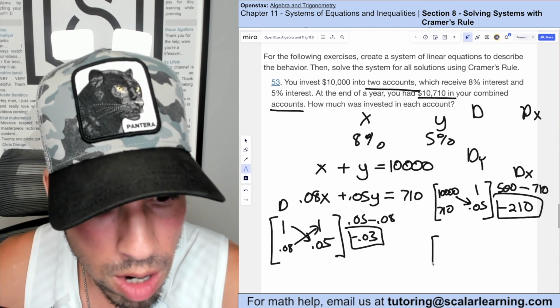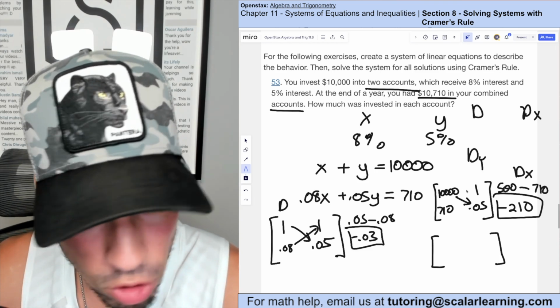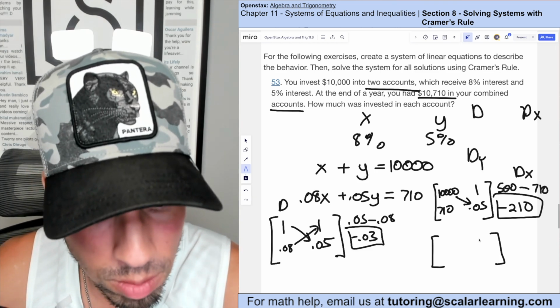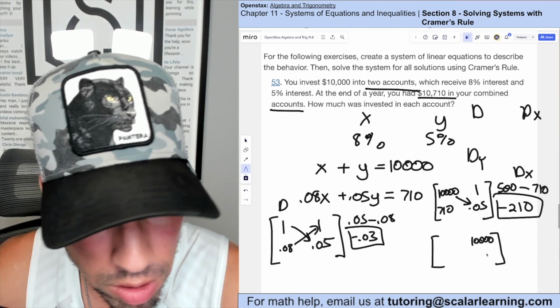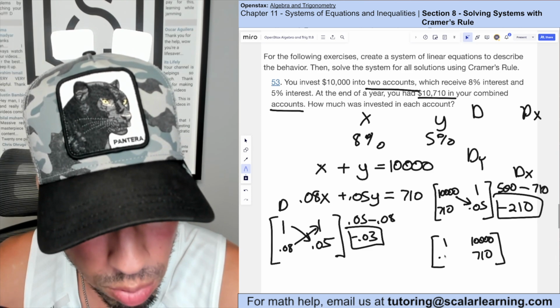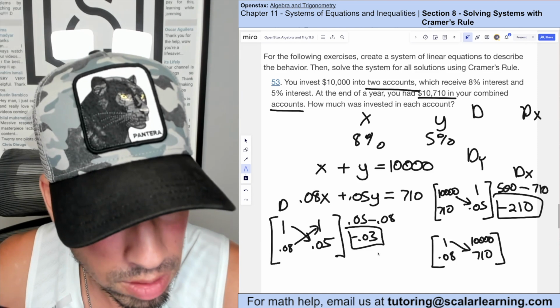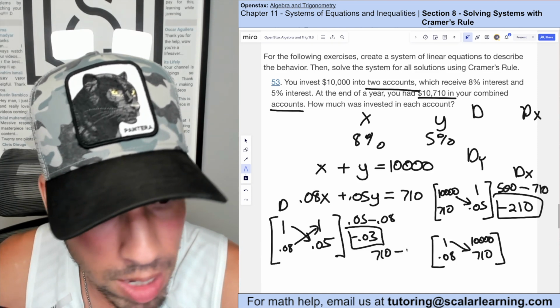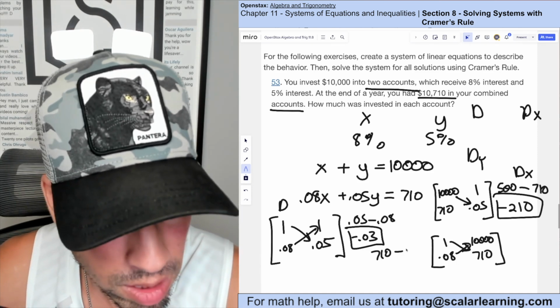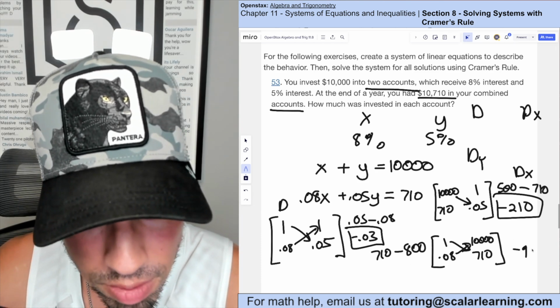So dy, we're going to make one more little matrix, and now I'm going to put in these coefficients, or constants, I should say, in the y column. So now I got 10,000 over here, 710 like so. And then we leave the x's alone, 1.08. Okay. And then we multiply 710, and then we minus 0.08 times 10,000, which is 800. And we get, let me write it over here, negative 90.